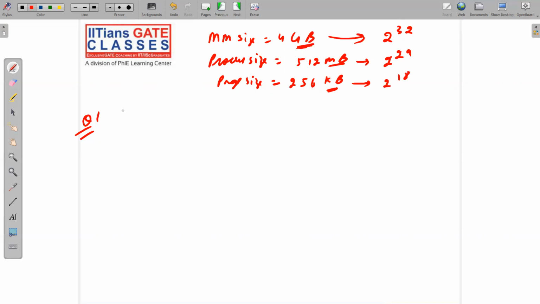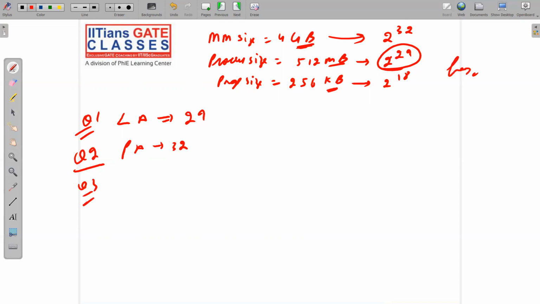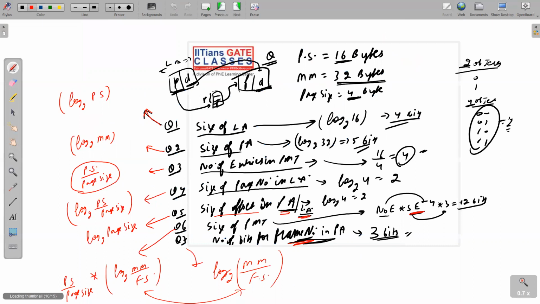Okay. So first is size of logical address. Logical address size will be what? Log base 2 of process size. So it will be simply 29. Next is size of physical address, from main memory size. Physical address size will be what? Log base 2 of 2 power 32. See this, log base 2 of 2 power 32. This will be cancelled. 32 is our answer. That's it.